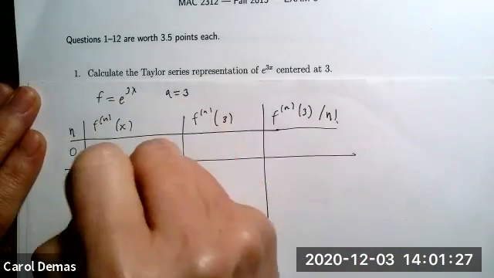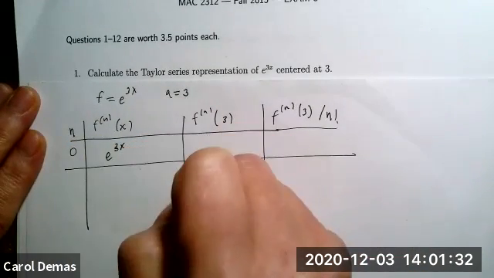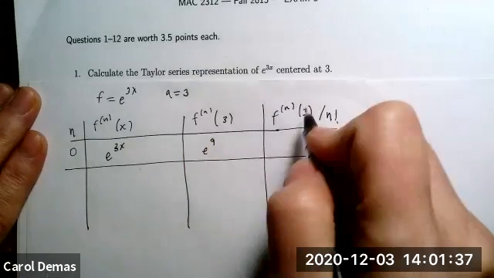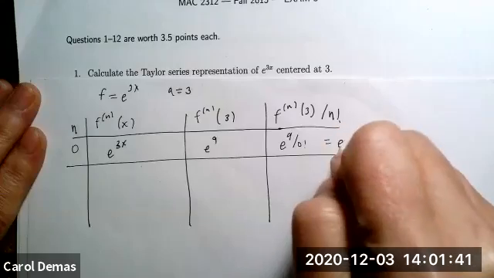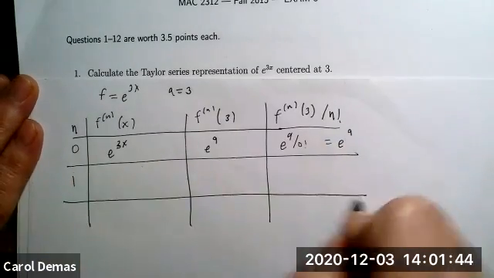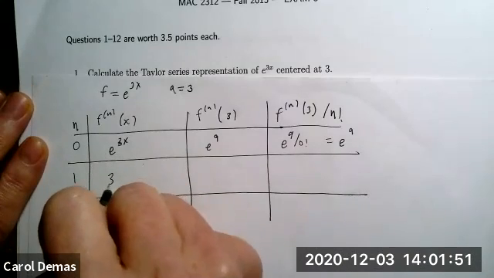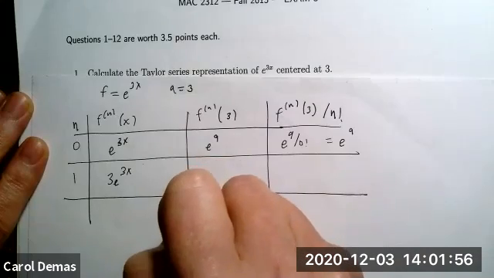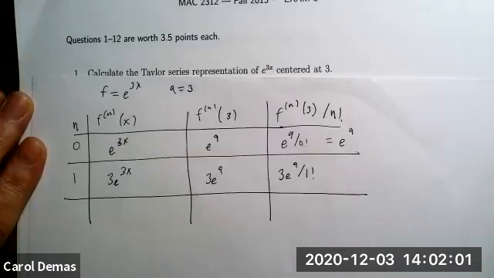So the nth derivative is the function itself, e to the 3x. And when we evaluate that at 3, we'll get e to the 9th. Okay? And this column will give us e to the 9th over 0 factorial, which is just e to the 9th. Okay, first derivative. What's the first derivative here? 3e to the 3x, right? And when we evaluate that at 3, we'll get 3e to the 9th. And here we'll have 3e to the 9th over 1 factorial.